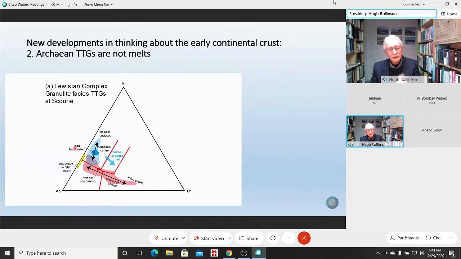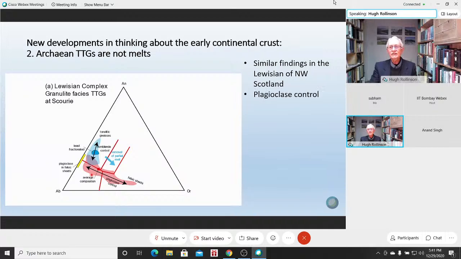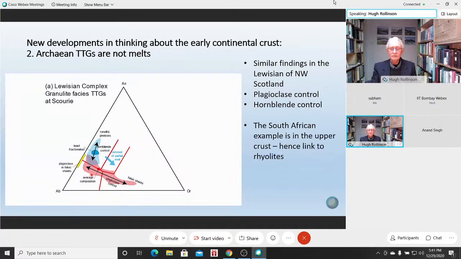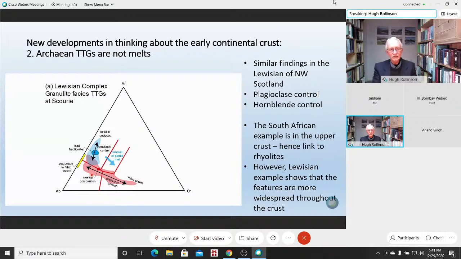Now, you could argue that the work in South Africa was done in the upper continental crust and therefore may not be relevant to the deeper crust. So recently I've been putting together data for the Lewisian complex granulite facies TTGs, which I've worked on in the past, and we see the same thing. We see rocks showing a plagioclase control line, and we see rocks showing a hornblende control line. And so the South African example is not atypical. It looks as though this process is widespread throughout our understanding of Archean crust.